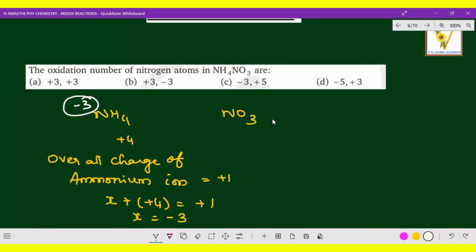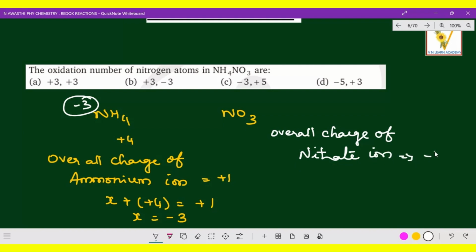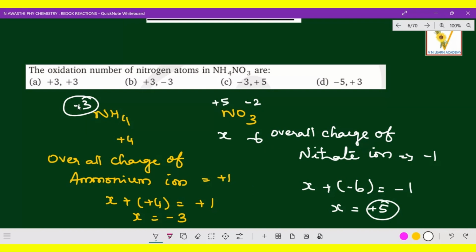Now this side here, NO3, right? That means the overall charge of the nitrate ion is minus 1. So here the oxidation state of oxygen is minus 2, so here minus 6 and this is X. So X plus minus 6 equal to minus 1, so X equal to plus 5. So the nitrogen atom in the nitrate ion is plus 5, and the nitrogen atom in the ammonium ion is minus 3.